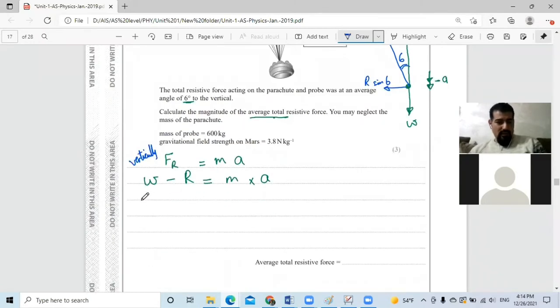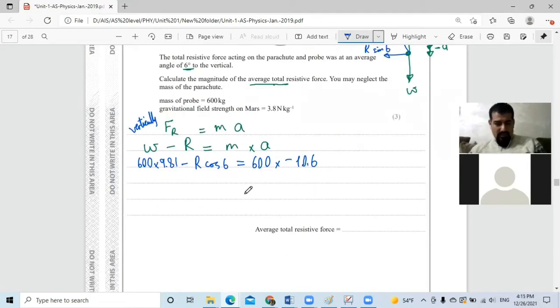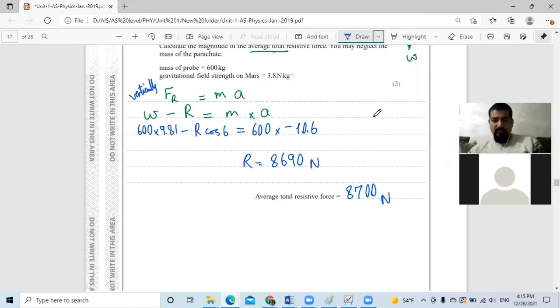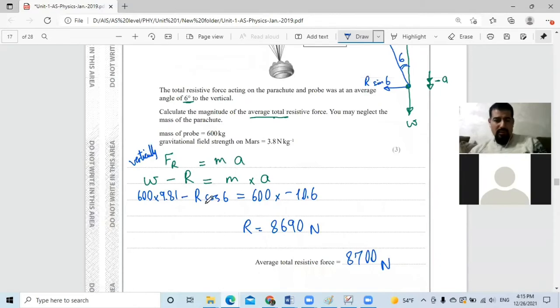So the weight, which is mg, 600 times 9.81, minus R cosine 6 degrees, equals 600 multiplied by negative 10.6. By substituting the values, we can find that R equals approximately 869 newtons, which is approximately, to two significant figures, 8,700 newtons. Good. How do we get this answer? We get this answer by doing the math.